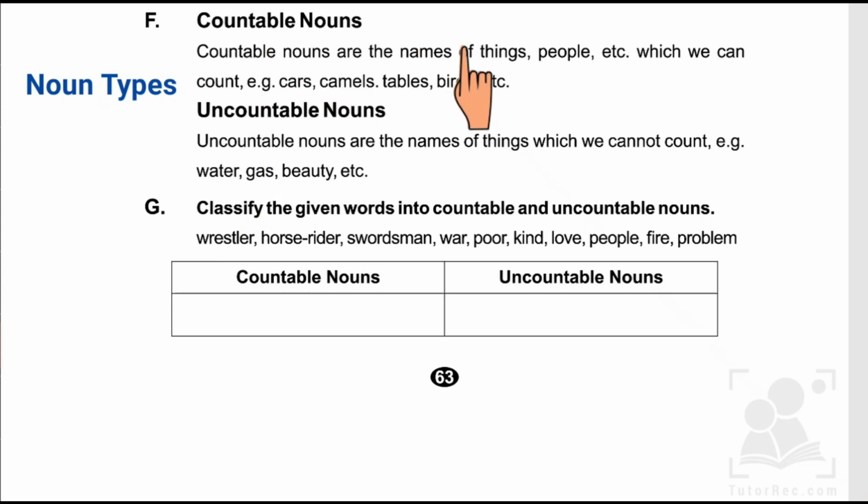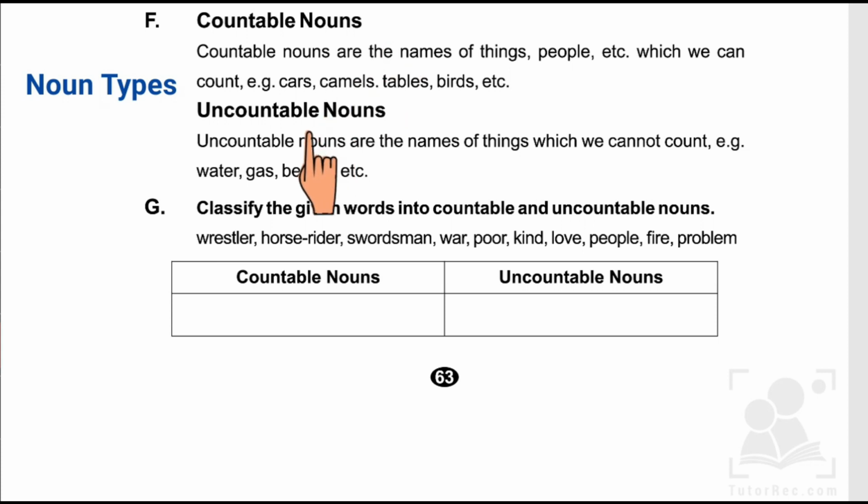Countable nouns are the names of things, people, etc., which we can count. For example, cars, camels, tables, birds. These are all the things that can be counted. You can count cars, how many cars are there? You can count some animals, you can count some tables or objects of furniture in your home. So countable nouns are all the nouns that show the number of something, and it is countable.